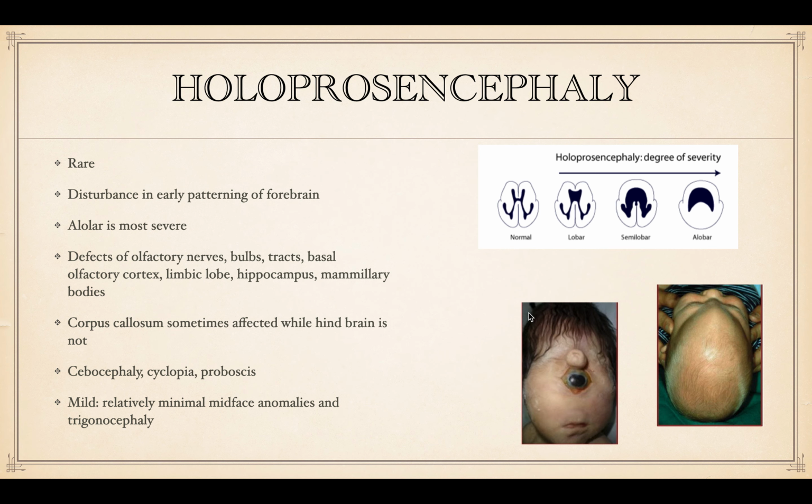Sebocephaly, cyclopia, and proboscis are the general symptoms. Cyclopia clearly is the one eye. Proboscis is the protrusion of the lip without a philtrum. Sebocephaly is going to be the early fusion of the sutures, and of course there's a range.